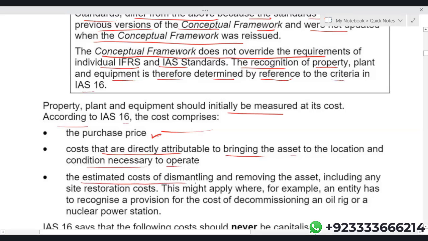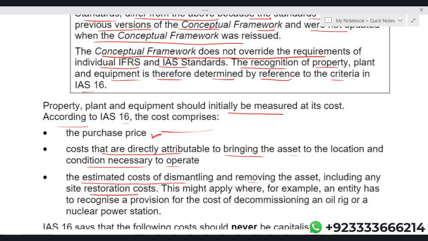Third, the estimated cost of dismantling and removing the asset, including any site restoration cost. There's a possibility, not necessary, but a possibility, that at the end of the useful life of the property, plant and equipment, your company is required to dismantle that plant and restore that area. If this is the case, then obviously the present value of dismantling and restoration cost will be capitalized. So we have to calculate the present value of dismantling and restoration cost. So the double entry is with the present value: property, plant and equipment debit, provision credited.